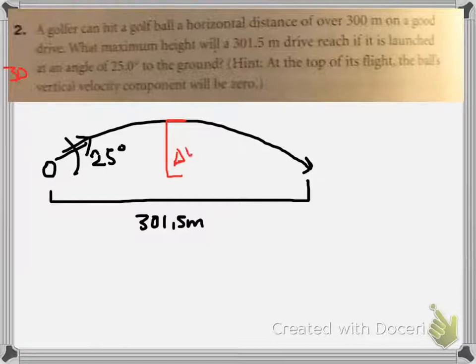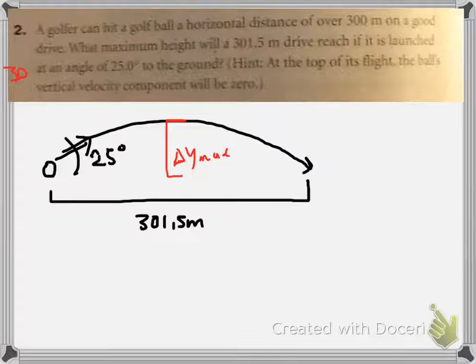So delta y max. And you'll notice that I put in that delta y max. That's really important because we're going to deal with a couple different delta y's here. Okay, so there's not a whole lot in this problem, is there? It doesn't give you a lot of variables. Recognizing the whole situation and drawing it out is really important.